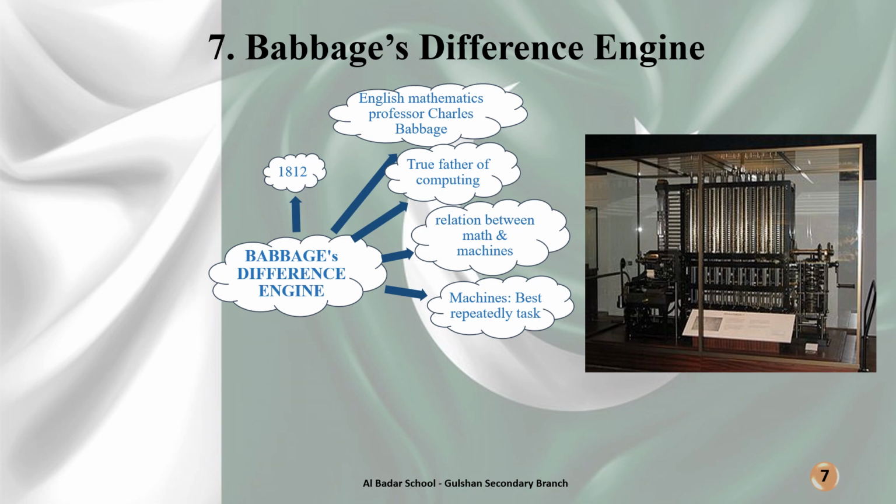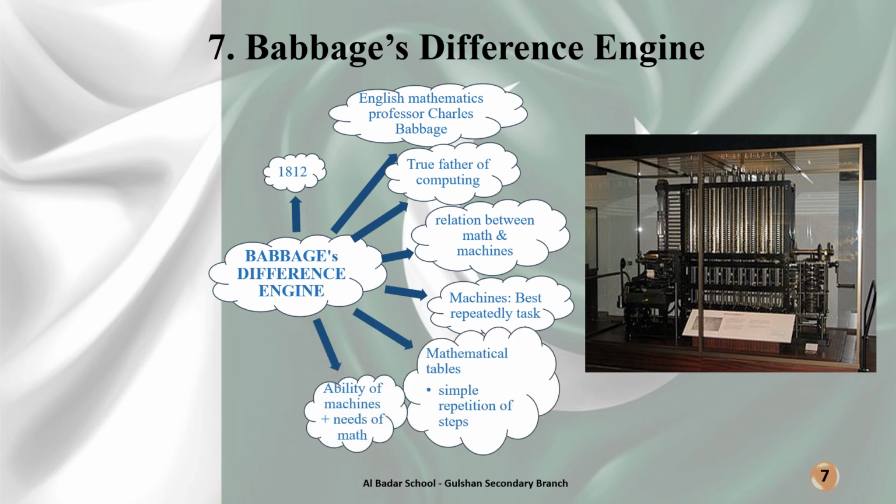Because machines are best at performing tasks repeatedly without mistakes, while mathematics, particularly the production of mathematical tables, often required the simple repetition of steps. What does this mean? That machines are best at working their task. Means if I want to perform any task in a computer, it can do it thousands of times, but if I want to do that myself, I will not be able to, because my capability is limited.